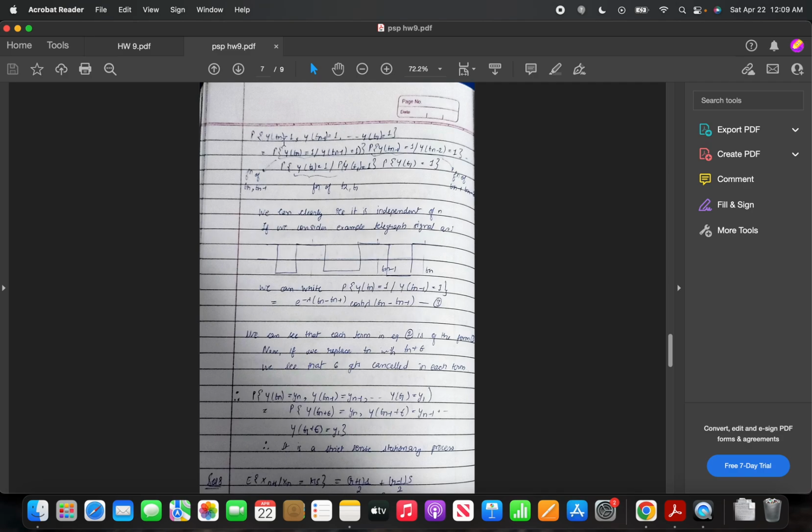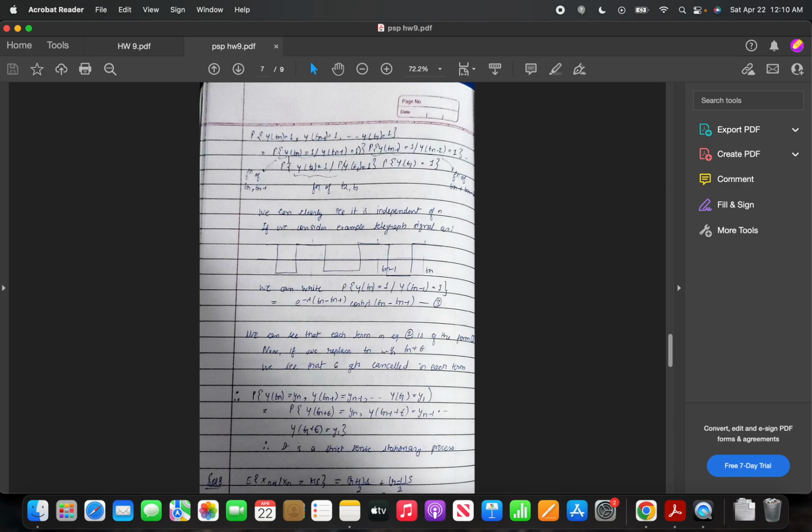So Y(tn) equals 1, Y(tn-1) equals 1 up till Y(t1) equals 1 can be written in this form, because we are basically using that this is a Markov process. From the Markov process we know that the probability of any future event is independent of past events given the present event. So tn will only depend on tn-1.